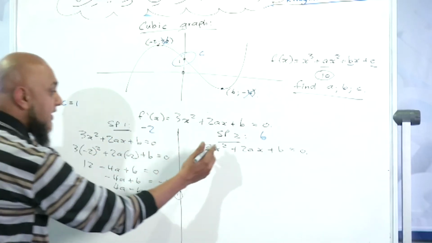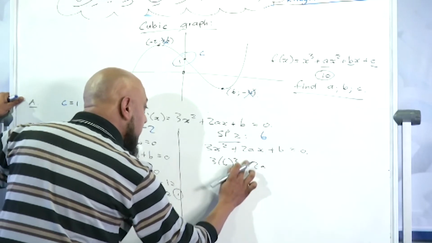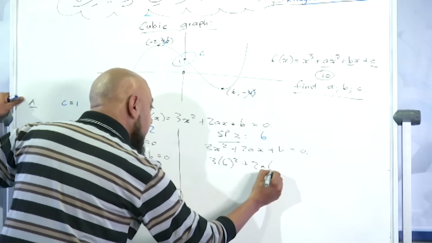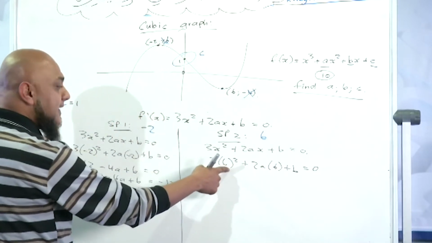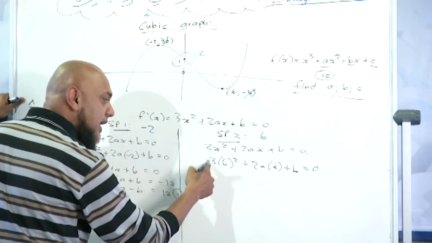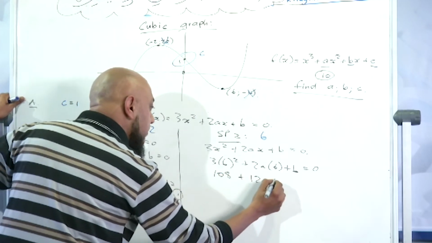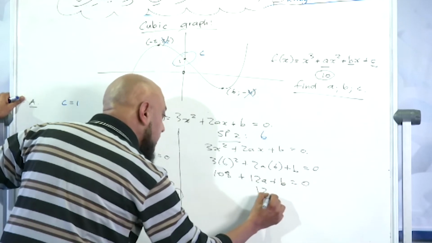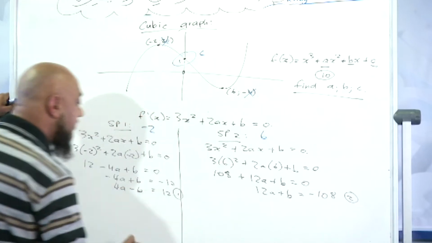We now do the same on the side. We go 3 into 6 squared plus 2a into 6 plus b is equal to 0. 6 squared is 36. 36 times 3, 108. 108 plus 12a plus b is equal to 0. So 12a plus b is equal to minus 108, and we call that equation number 2.